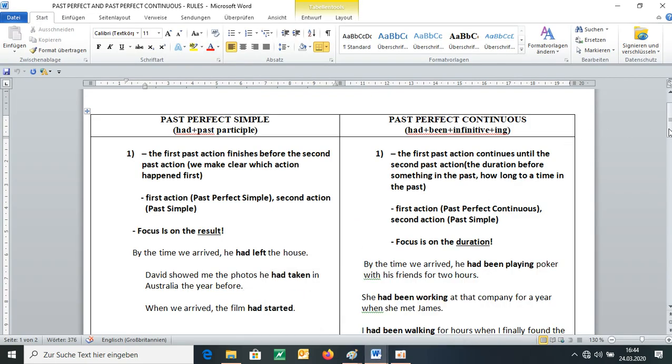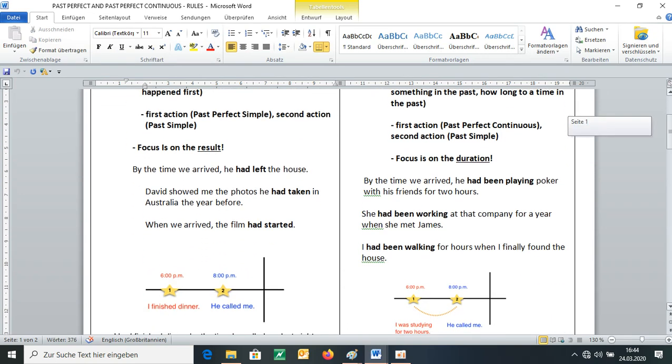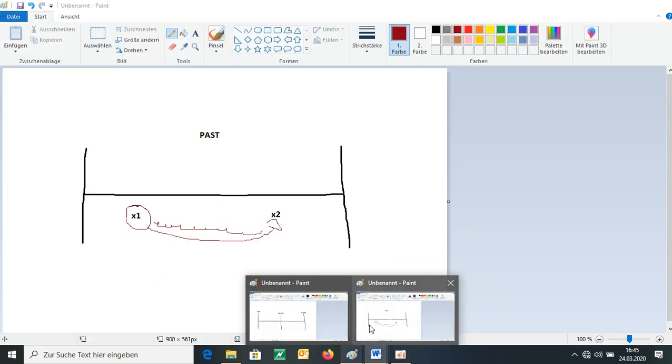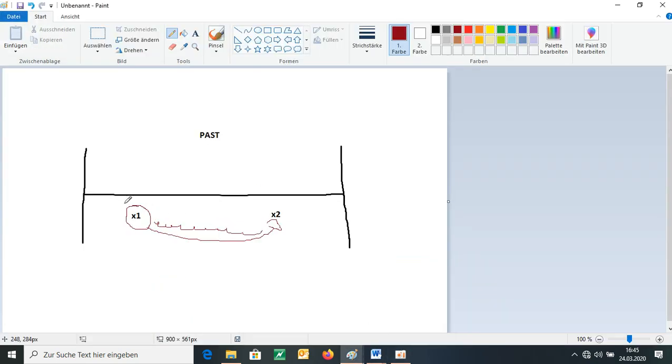If we look at a few examples, let's look at this here. She had been working at that company for a year when she met James. So she had been working for a certain period of time until she met James. Again, she had been working, time frame, until she met James. She met James is x2 in this case.